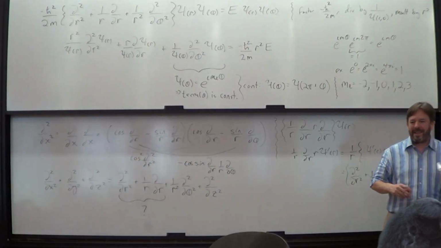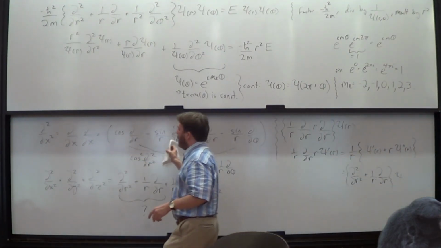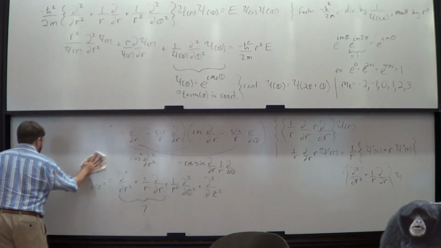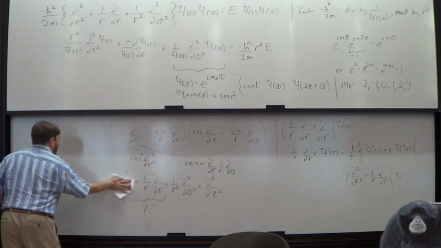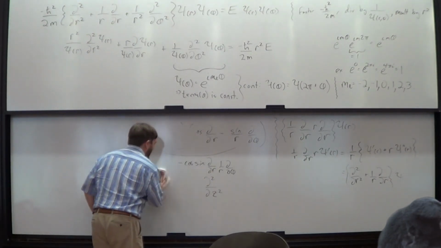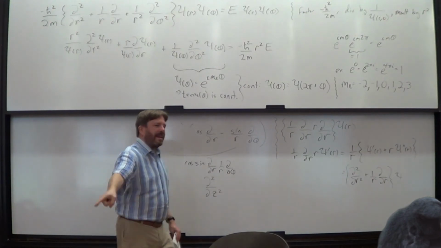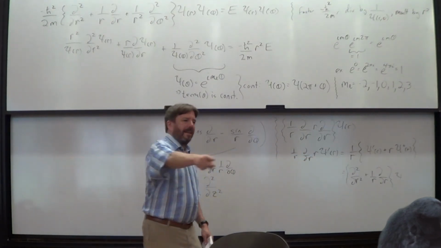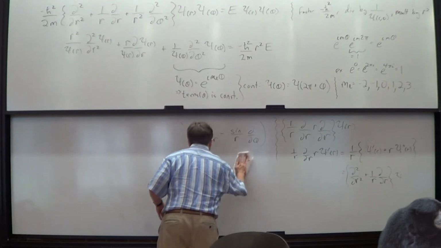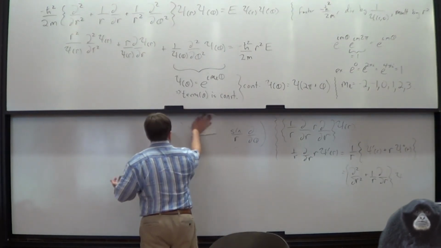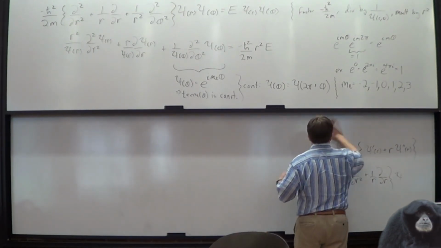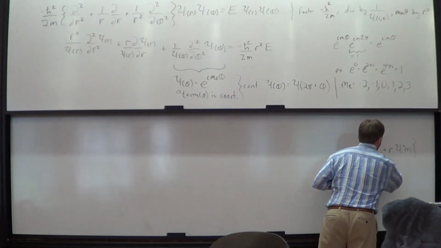Also, be wary that mathematicians versus physicists and chemists define three-dimensional r, theta, phi differently. Physicists and chemists have phi as this and theta as this, and mathematicians define it the other way. Because, screw you guys, that's why. That's their attitude. That's really stupid.